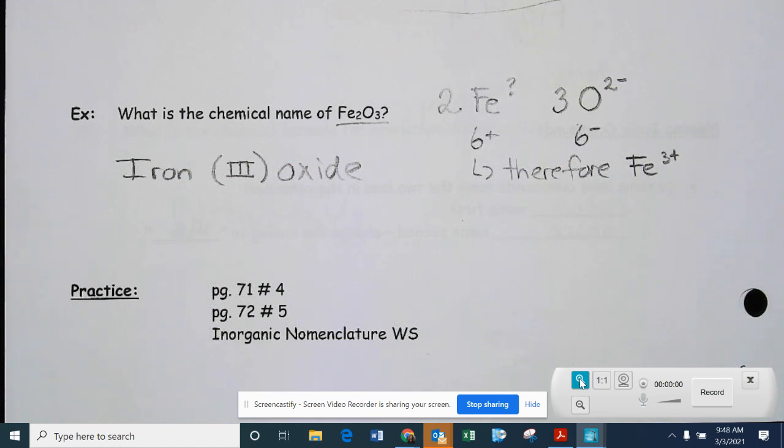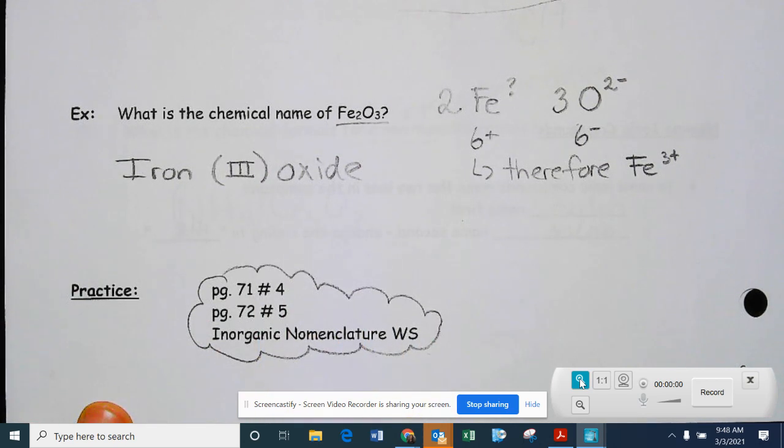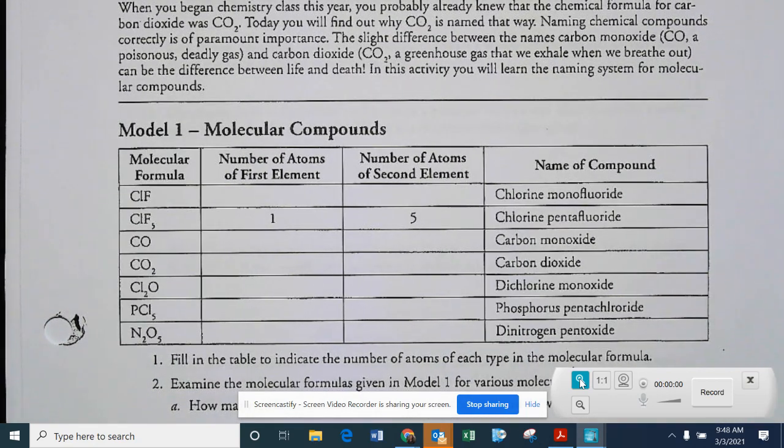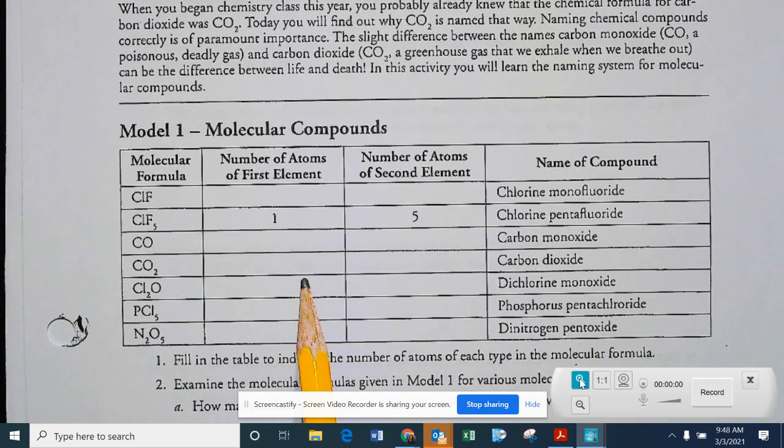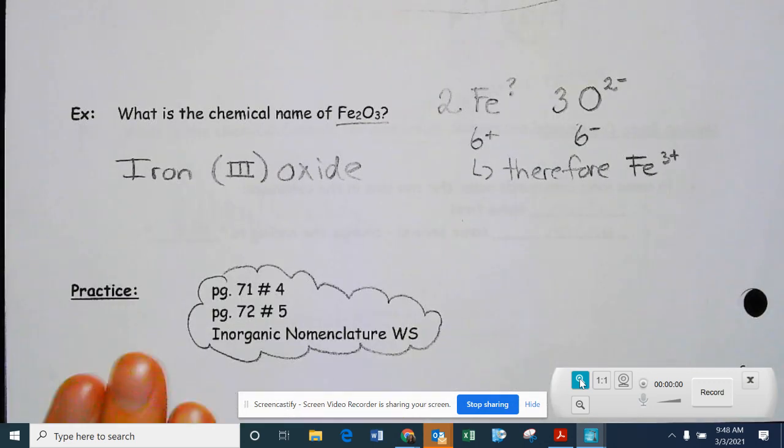Alrighty. So it is 9:48. I'm just gonna show you guys what you need to do for homework from this: page 71, 72, and then the rest of that worksheet that you all got the other day. And then I just want to go through a couple examples about naming molecular compounds. So this is what Amber was asking about with the prefixes. Oh, sorry. Did you have questions about this?